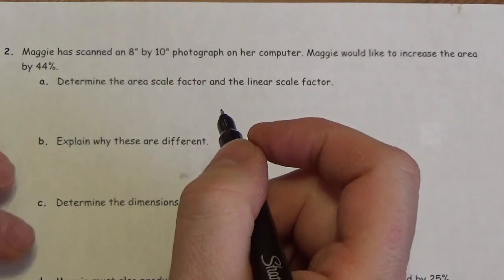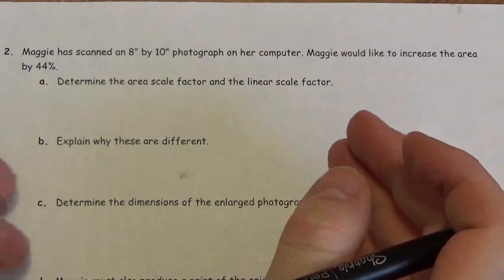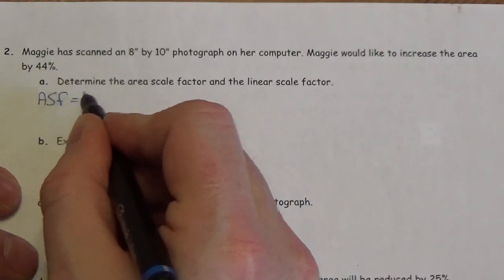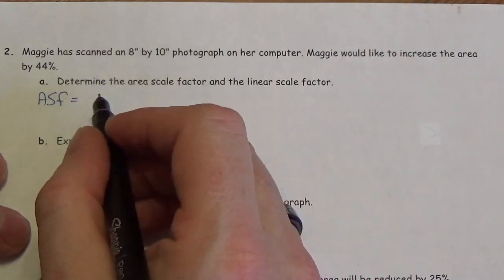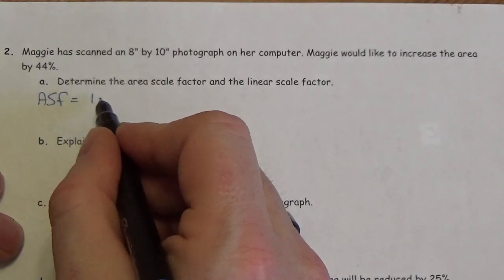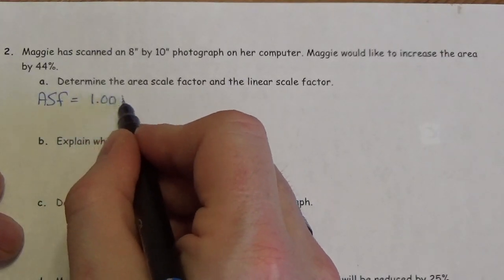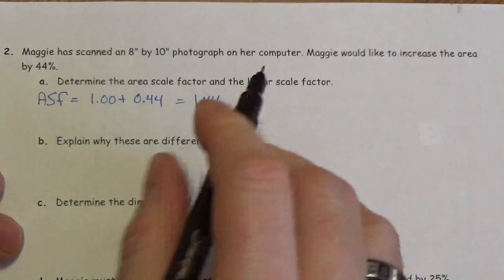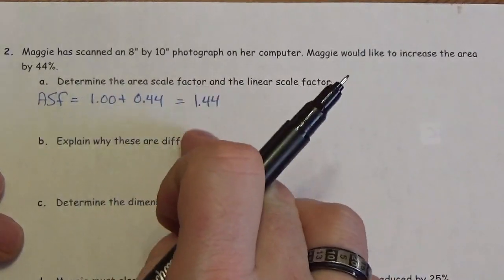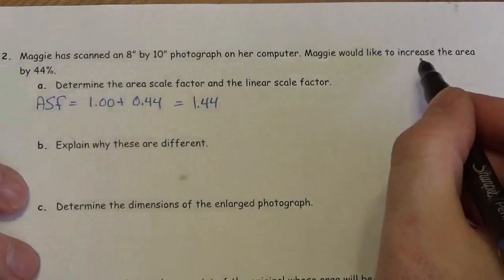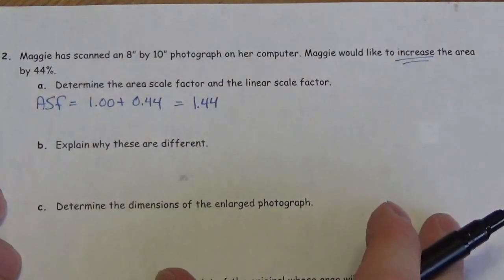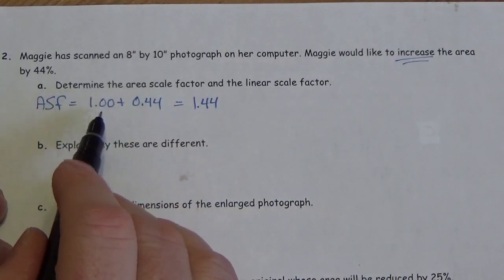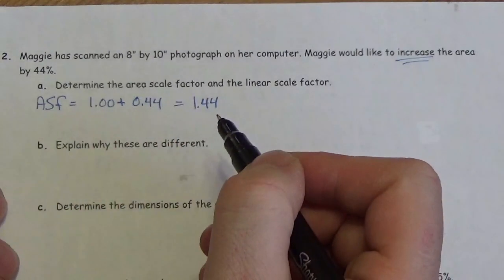Well, if we're going to increase the area by 44%, remember what that means is our area scale factor, and I know we talked about this in a previous lesson, is going to be 100% plus an additional 44%, which gives us 1.44. This is what we're multiplying by. That is the area scale factor, because remember, it's an increase in the area of 44%. So we start with 100% of the total area, and we add 44% of it.